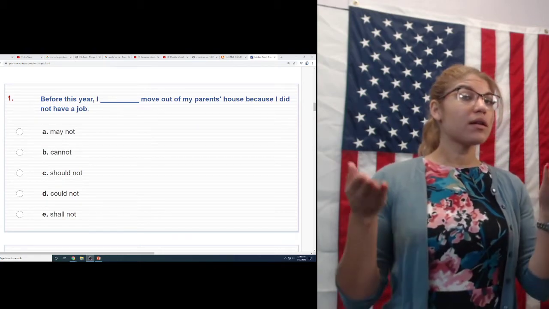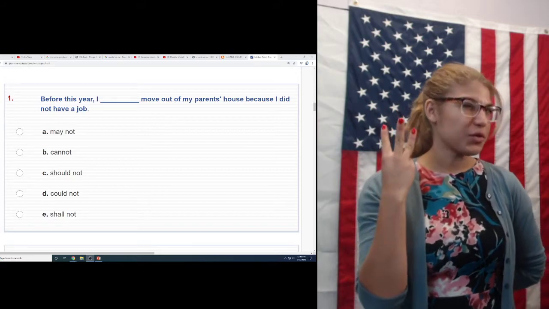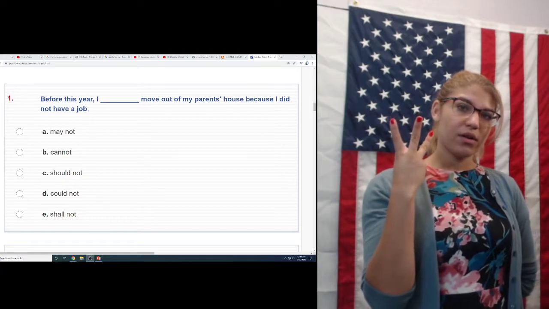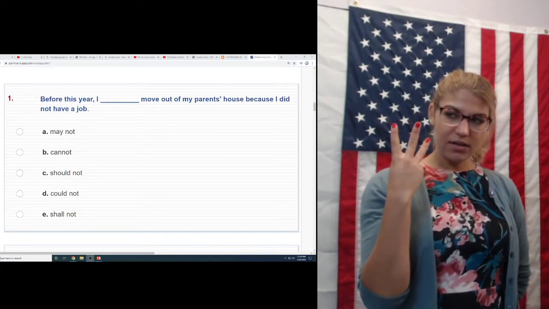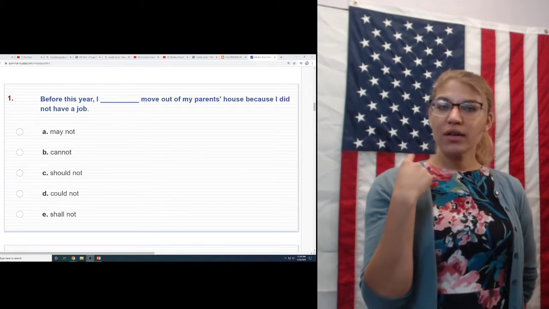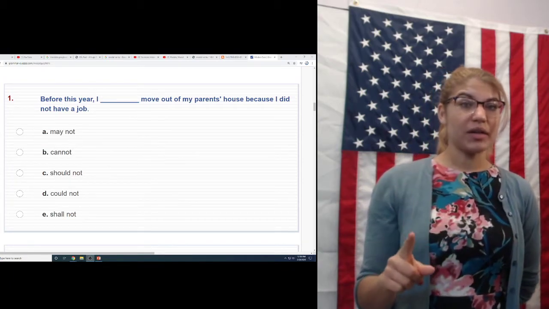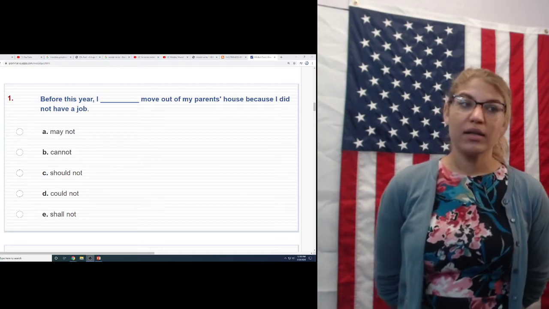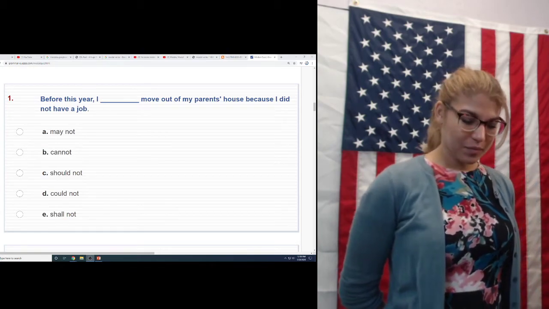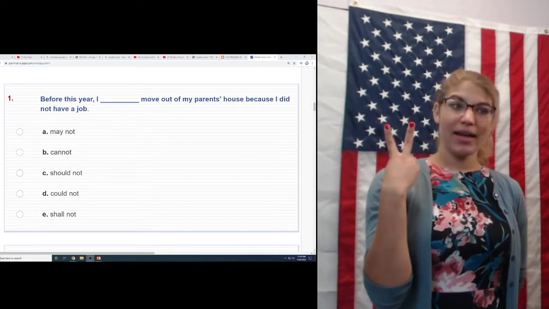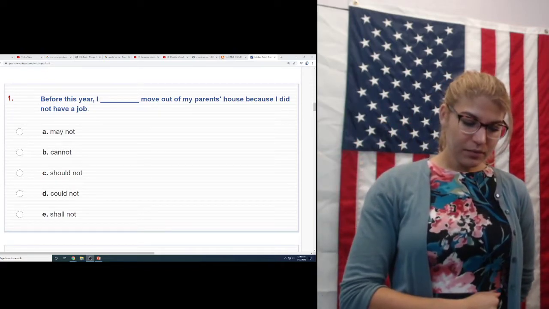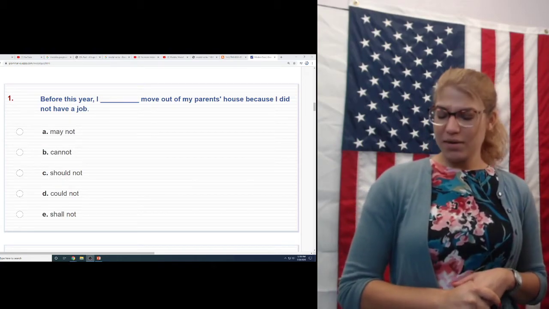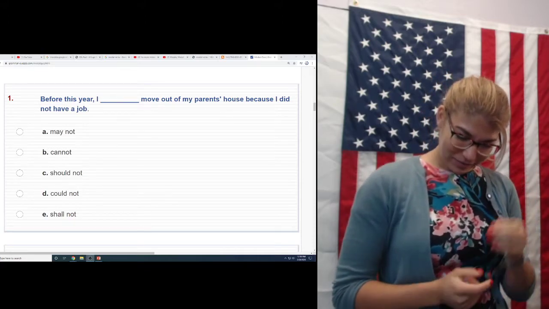So, before this year is present, past, or future? I think it is past. So we are looking for a verb or auxiliary that is in the past. We also want one auxiliary that is negative. So we want both, past and negative, past negative. Right? So before this year, I moved out of my parents' house because I did not have a job.